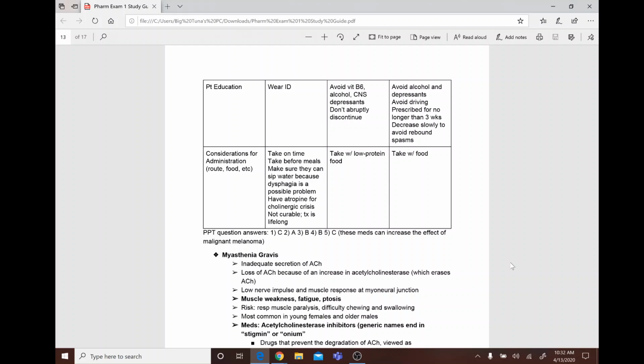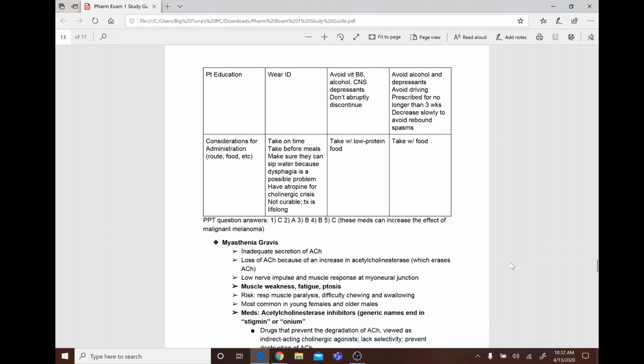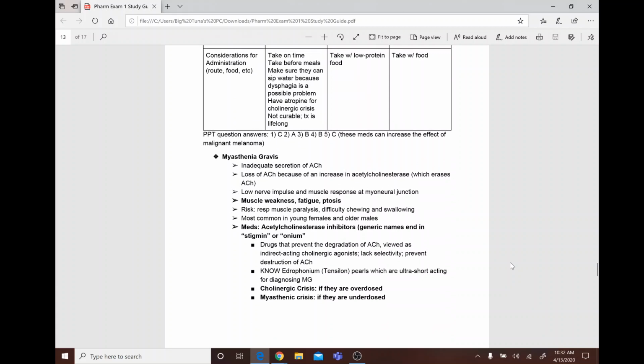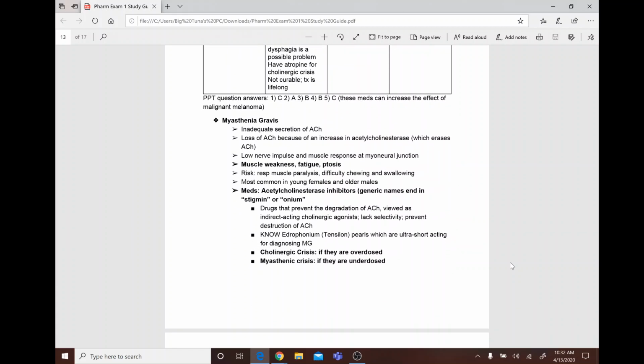Avoid alcohol and depressants. Avoid driving. Prescribed for no longer than 3 weeks. Decrease slowly to avoid rebound spasms. What are the considerations for administration when taking baclofen? Take with food. What is myasthenia gravis?